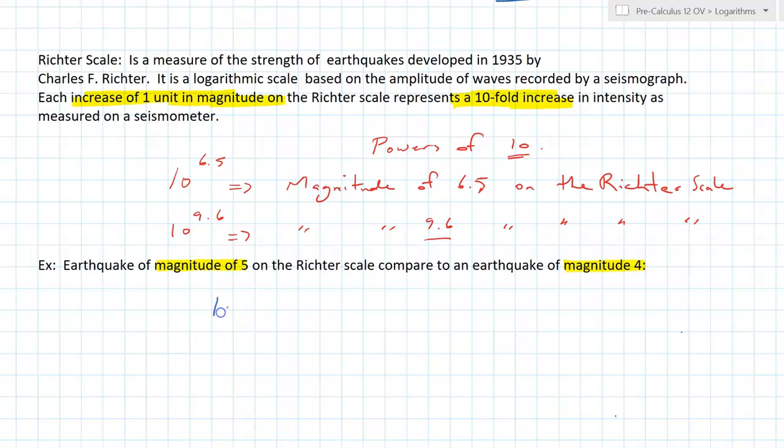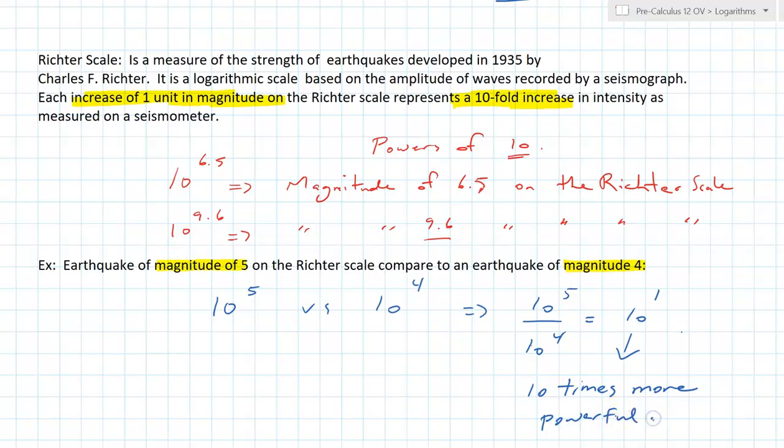So the way I can write it is 10 to the power of 5 versus 10 to the power of 4. I want to find out the difference between the two. It becomes a ratio that would be 10 to the power of 1. That means it is 10 times more powerful. Okay, simple as that.